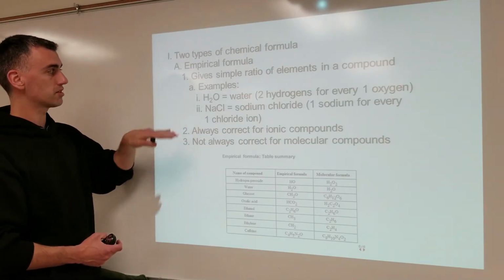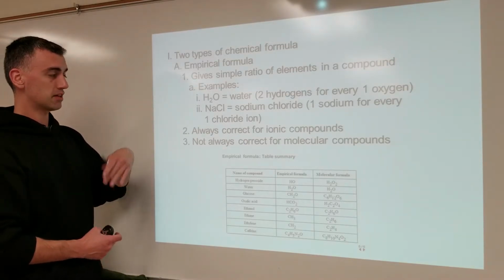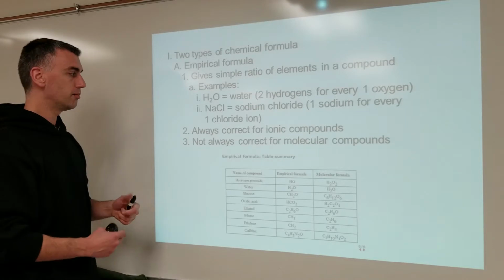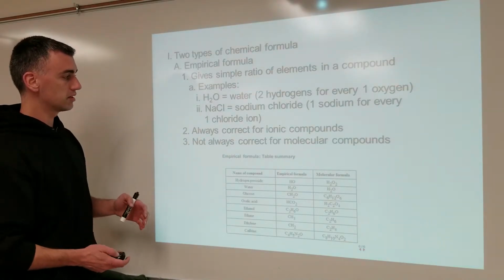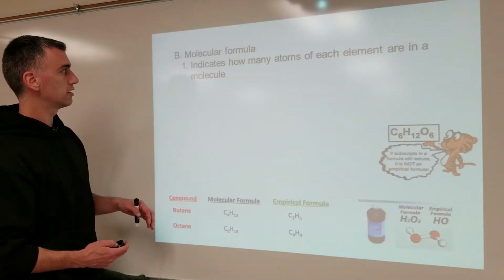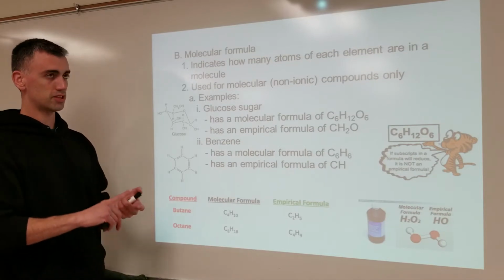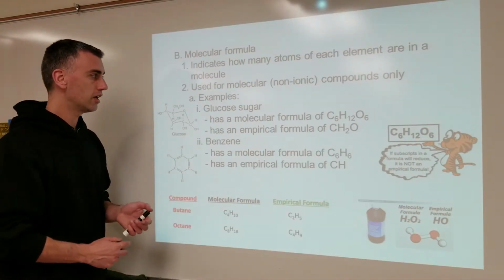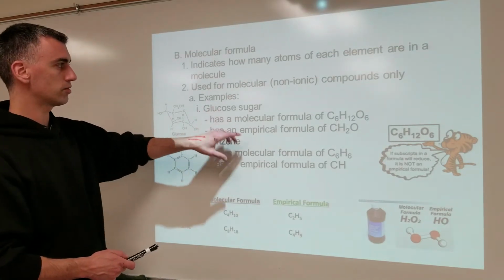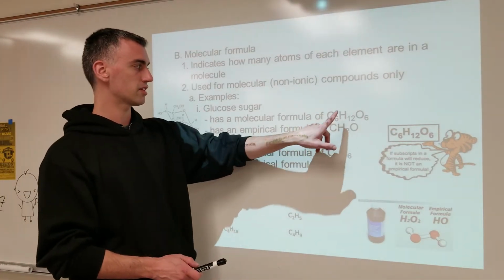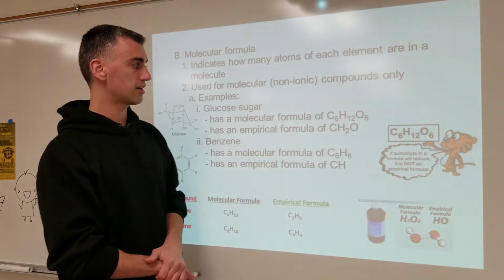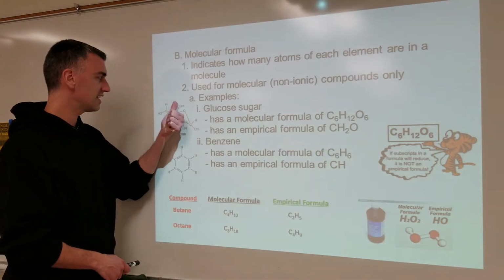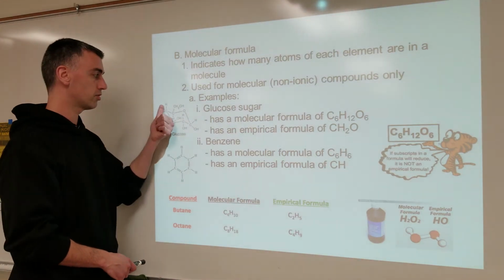molecular compounds, but sometimes molecular compounds need a different kind of formula to describe them, because sometimes there's a difference between the ratio of the elements in the chemical and what's actually there. And these are good examples right here. Glucose sugar contains C6H12O6, 6 carbons, 12 hydrogens, 6 oxygens. That's how many atoms are actually in each molecule of glucose sugar.